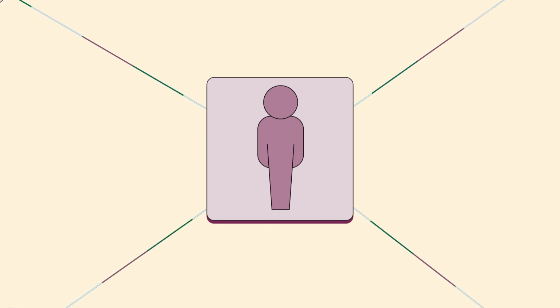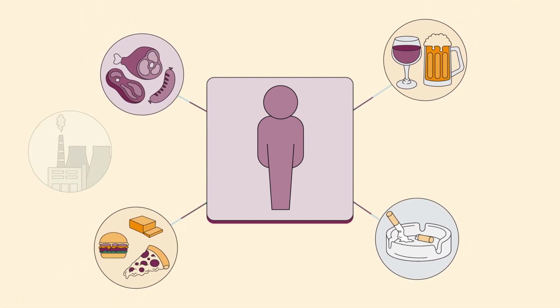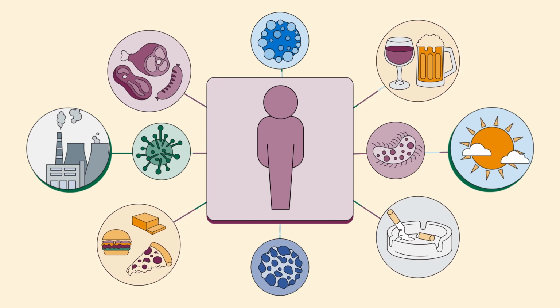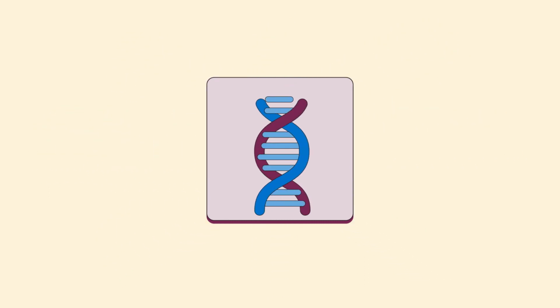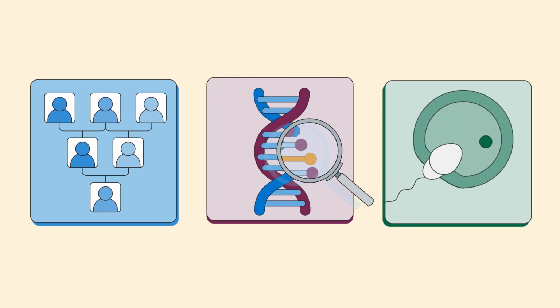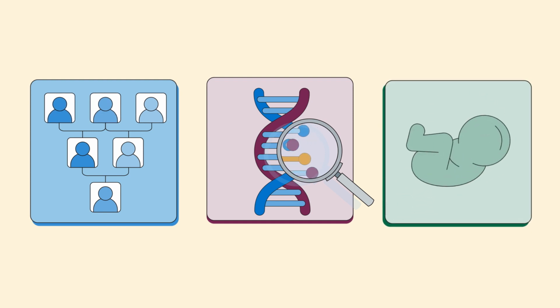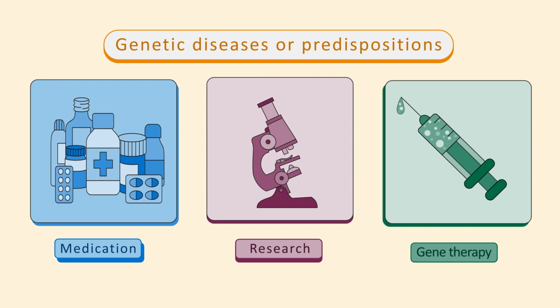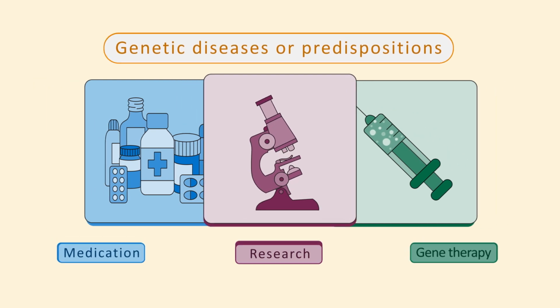Some health conditions can be caused by lifestyle choices and the things around us, and some are caused by different types of germs. But there are also health conditions that are caused by changes to your DNA. These either run in your family or they can happen randomly when you were conceived. These are called genetic diseases or predispositions, and the way we treat and prevent them can be quite different.